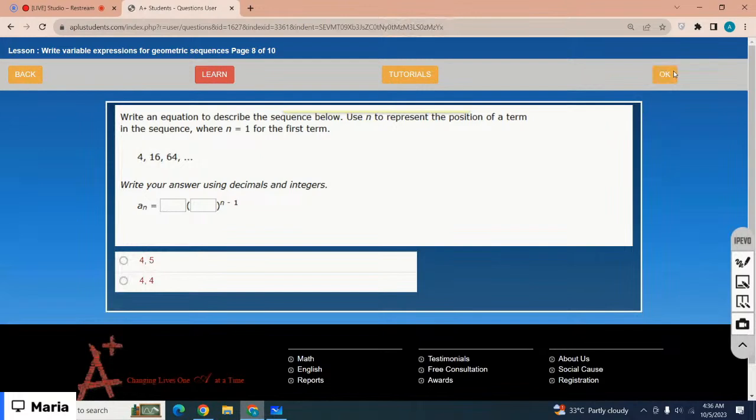Write an equation to describe the sequence below. So which is the correct option? Very good. The second one is the correct option. The first term in the sequence is 4, and each next number is a multiple of 4. So that means the common ratio is 4.